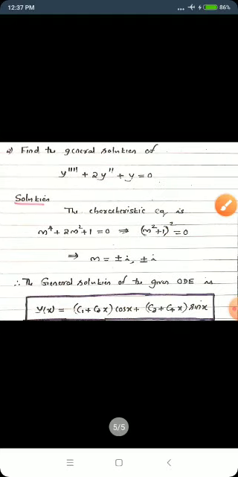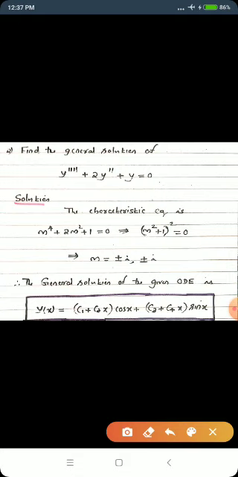And in problem number 2, find the general solution of y fourth derivative plus 2y double dash plus y is 0. The solution. The characteristic equation is m raised to 4 plus 2m square plus 1, and we know this is m square plus 1 the whole square, that's why we get m square is minus 1 and m is plus or minus i, plus or minus i. It is a case having m1 alpha plus i beta, m2 alpha minus i beta, m3 once again alpha plus i beta, and m4 alpha minus i beta. Here alpha is 0 and beta is 1.